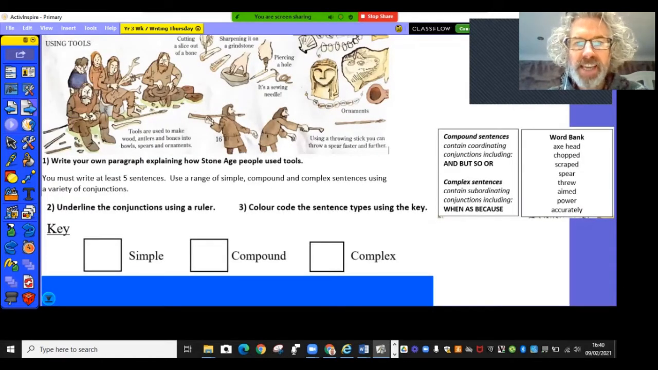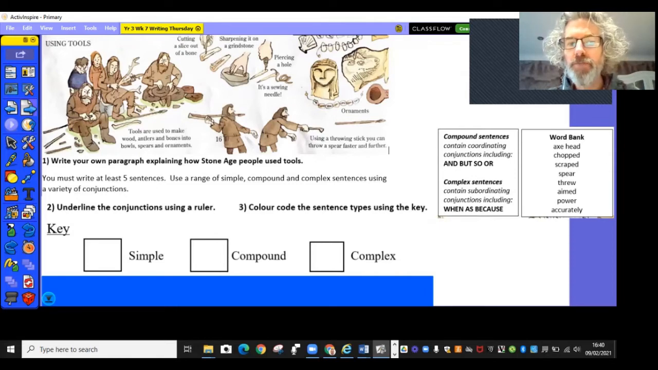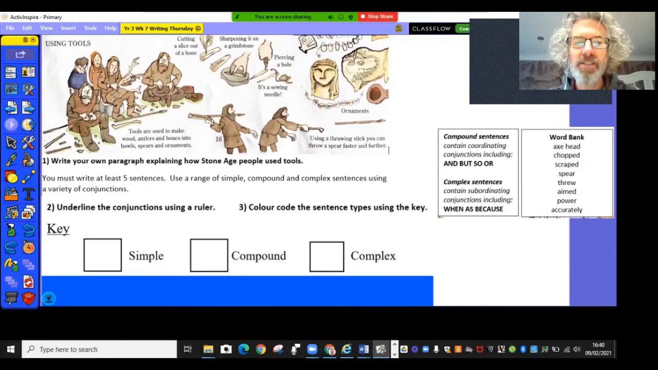So your task today is virtually the same as yesterday, but this time, instead of writing about making tools, could you please write for me about using tools? Write your own paragraph made of 5 sentences at least, with a range of simple, compound and complex sentences. Part 2, underline your conjunctions using a ruler. Remember, there is a reminder of some of the conjunctions over here. And thirdly, I'd like you please to use your key to color code your sentences so we can see the simple, compound and complex sentences.